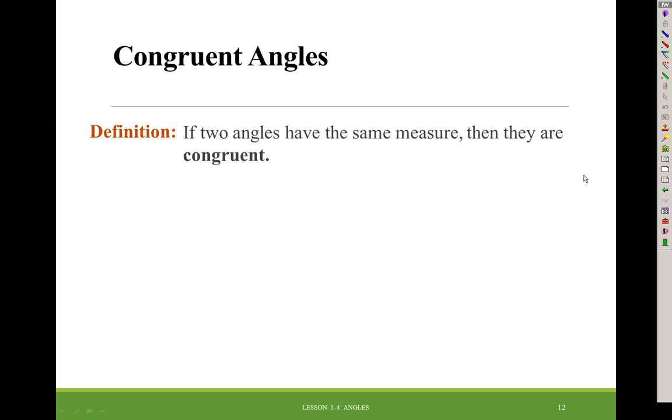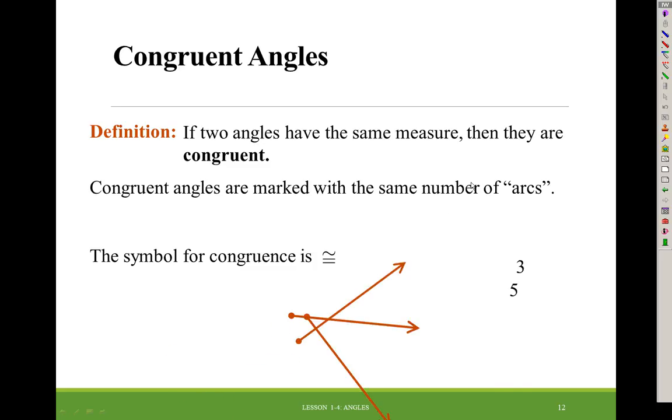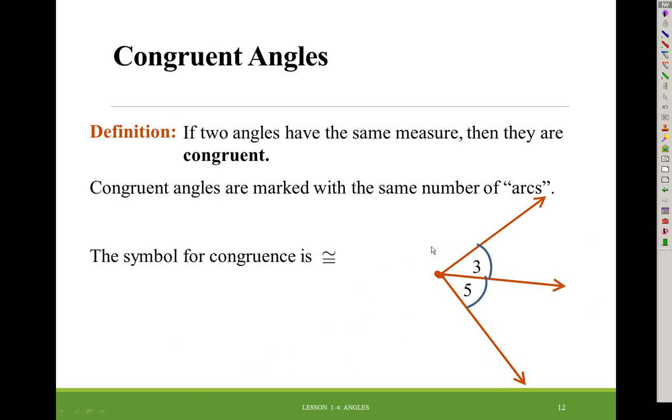Congruent angles, just like congruent segments, are the same shape, same size. Congruent angles have the same measure. Congruent angles are marked with the same number of arcs. And the symbol for congruence, remember, is the equal sign with the little squiggly on top. Now I need that picture. In this figure, notice angle 3 has one arc, angle 5 has one arc. They're congruent. So you can say that angle 3 is congruent to angle 5.